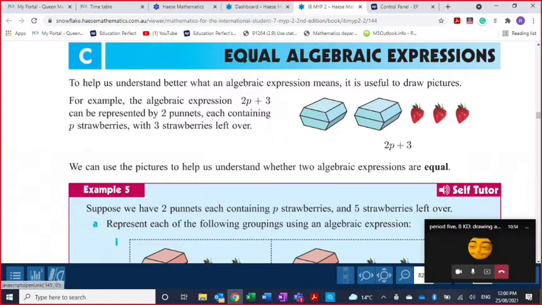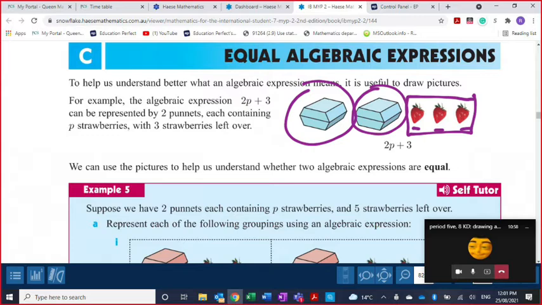So what we're going to do is look at how pictures can help us understand what's going on. Looking at this first picture, we have 2 punnets and 3 strawberries. Well, we know how many strawberries there are, so we could just represent that with a number. There are 3 of them. But we don't know how many are inside each one of these boxes, though it's easy to see that there are 2 of those boxes. So 1 box plus another, and these are called punnets. So 1 punnet plus another punnet means there's 2 punnets plus the 3 extra strawberries that we can see. Does that make sense?